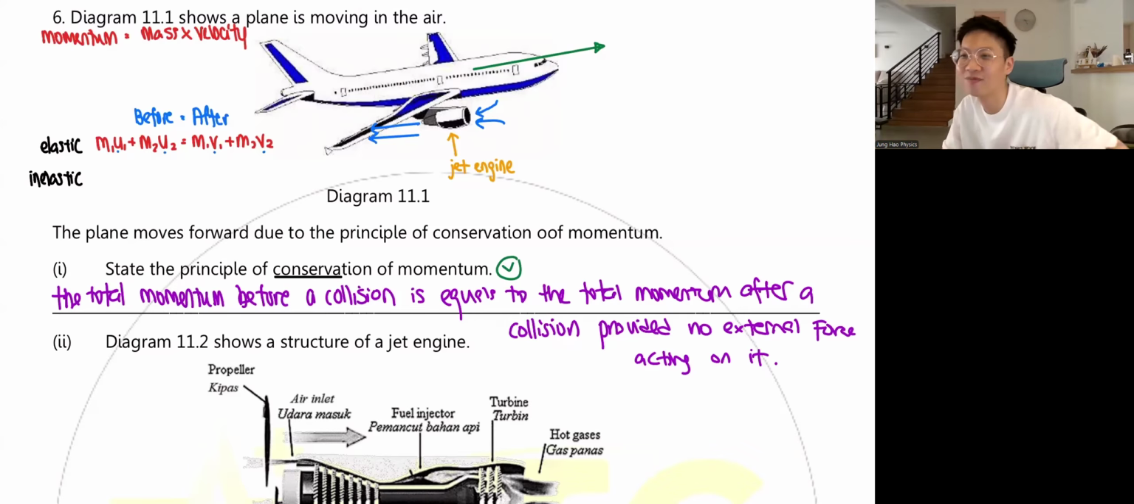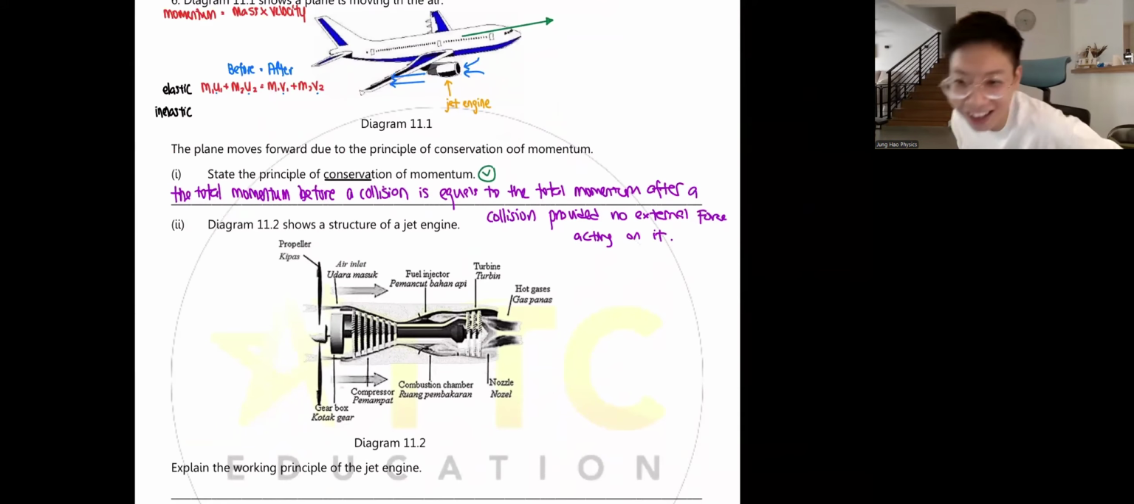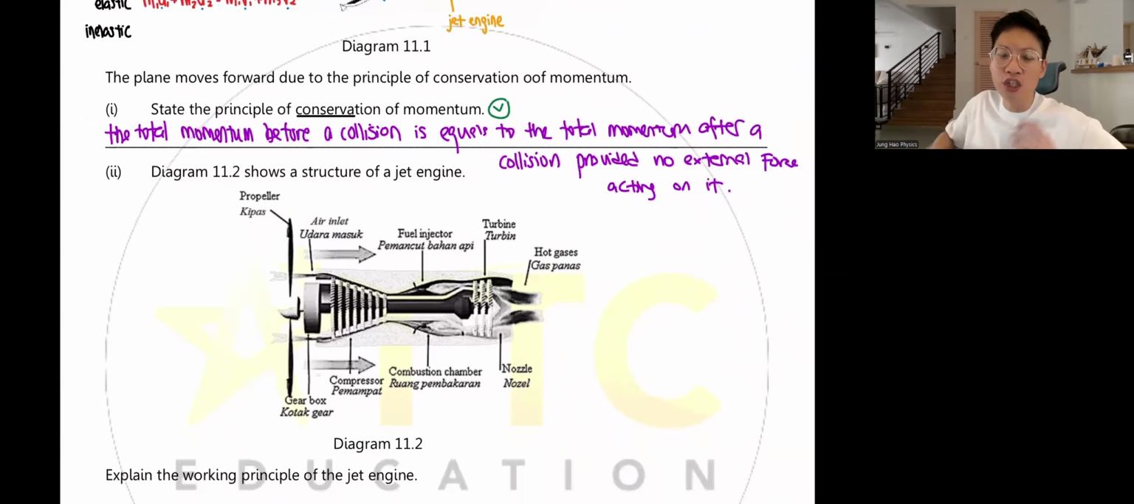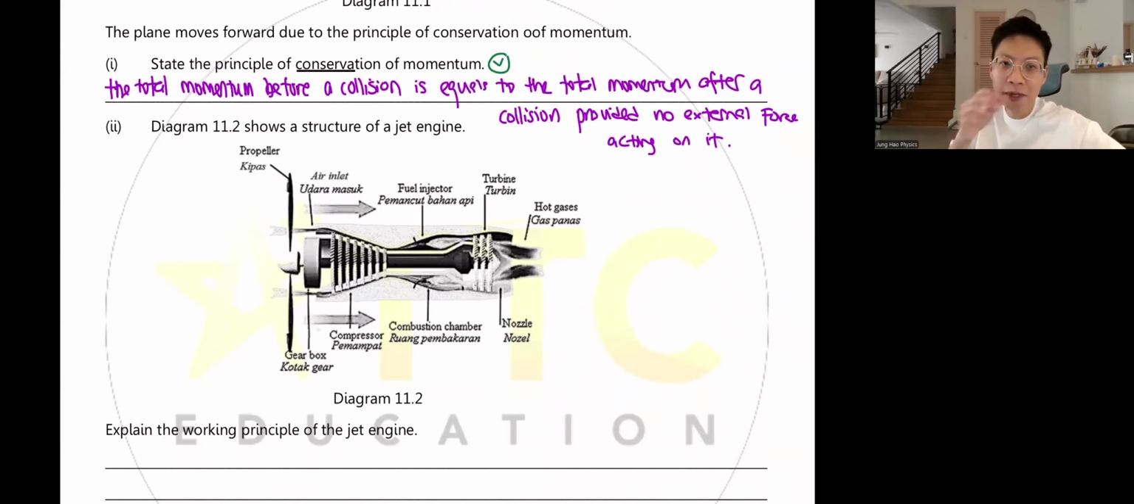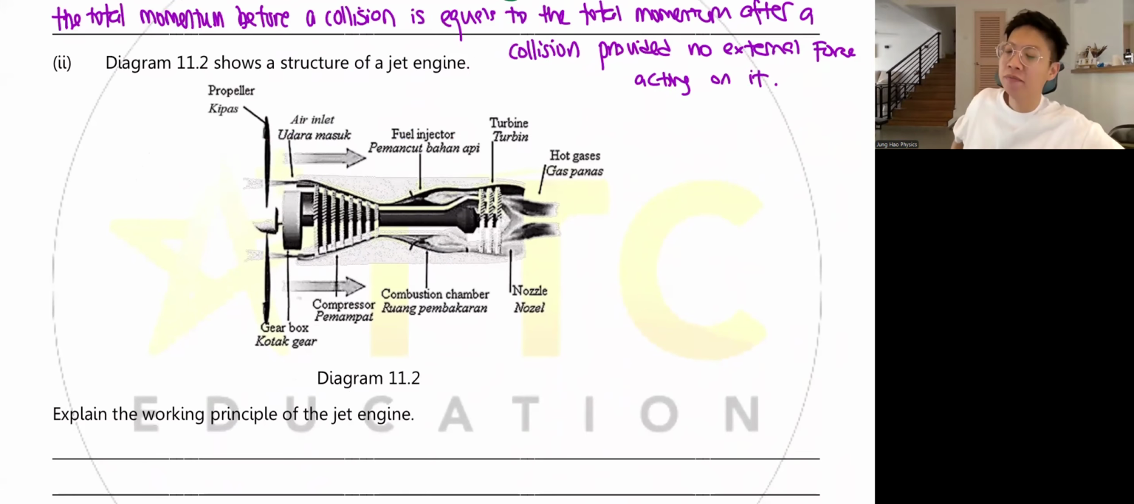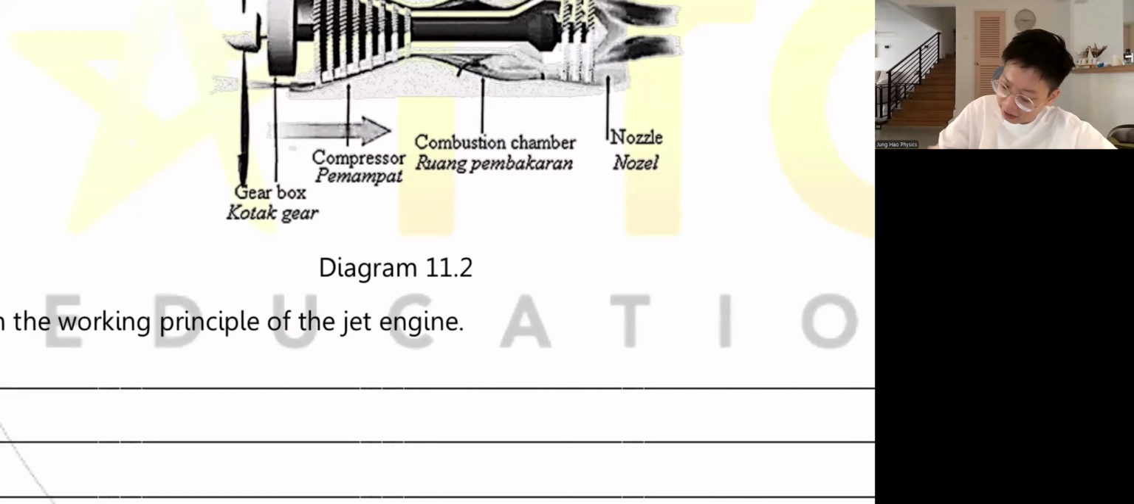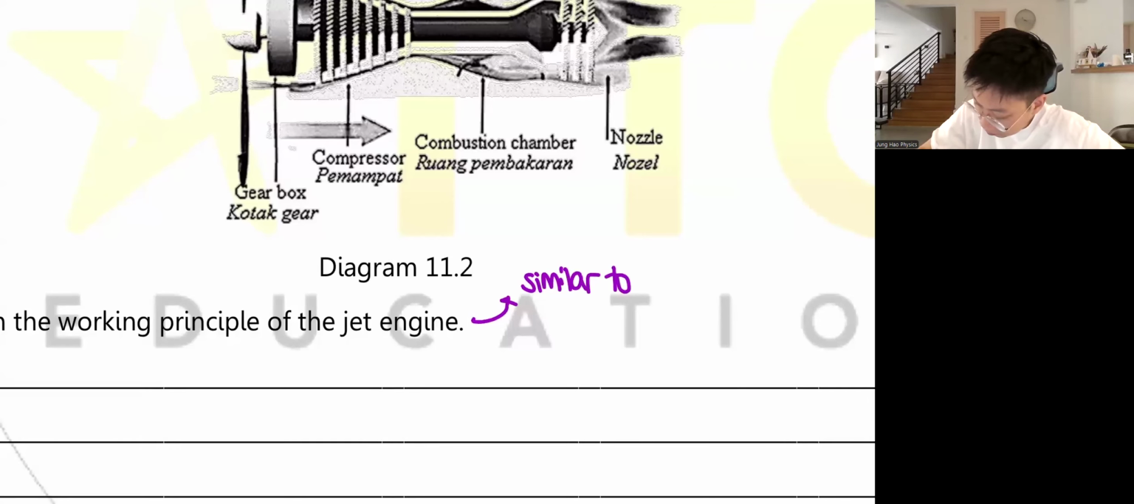Okay, now let's continue. Now choose the structure of a jet engine. Explain the working principle of a jet engine. If you want to know how to explain the working principle for many things, you need to have a concept. You need to have a step-by-step approach. Actually, the jet engine's working principle is also very similar to a rocket.